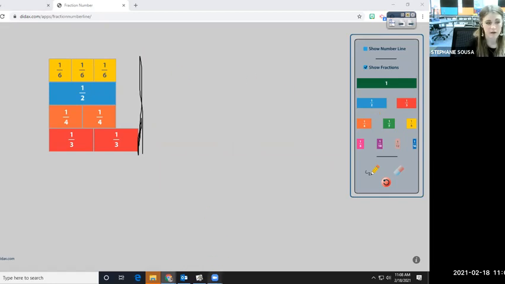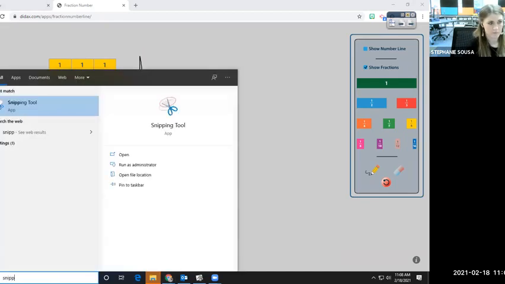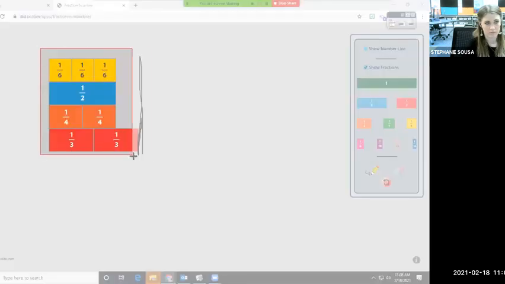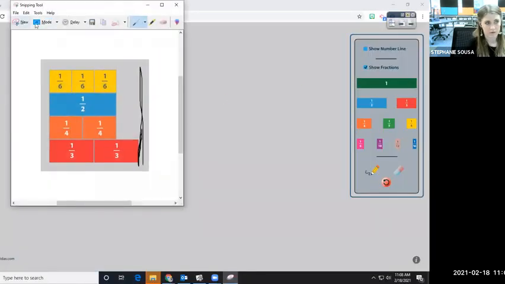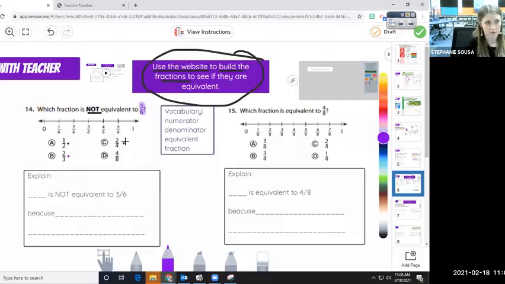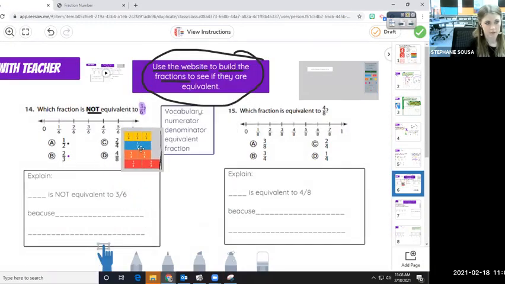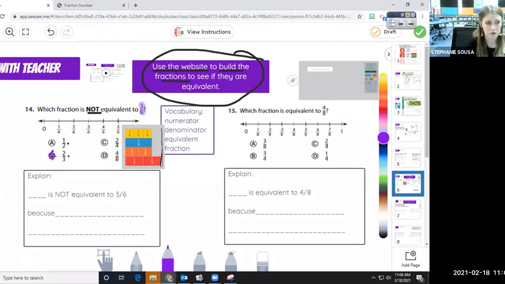Okay, so now I'm going to take a screenshot. Copy it. I'm going to put it on my work. Boom, as proof of my answer. So which one is not equivalent to 3/6? 2/3.